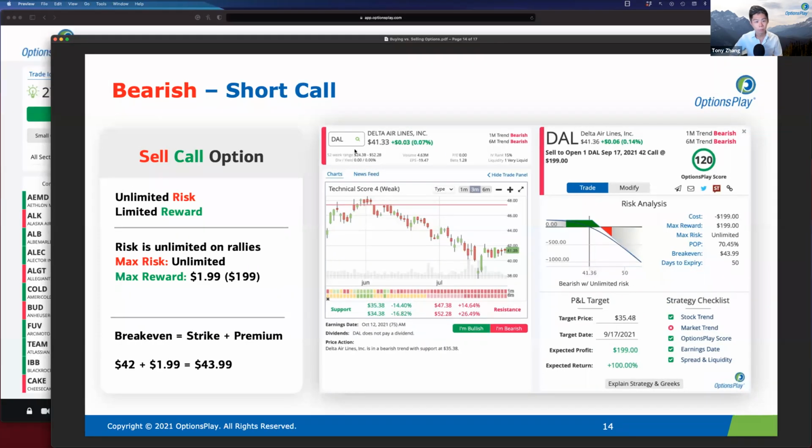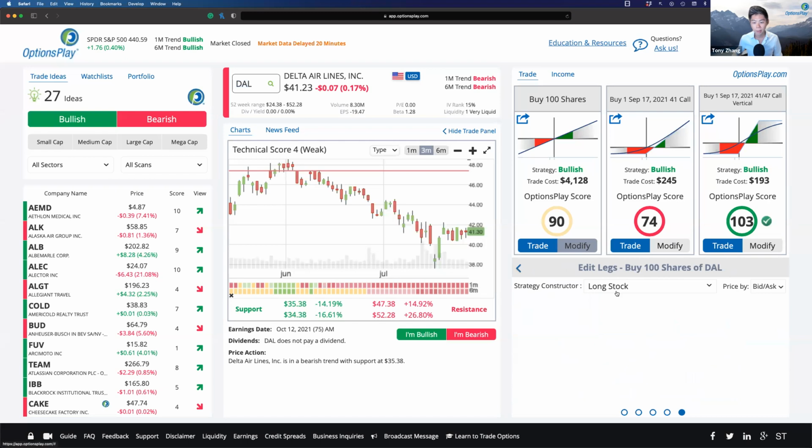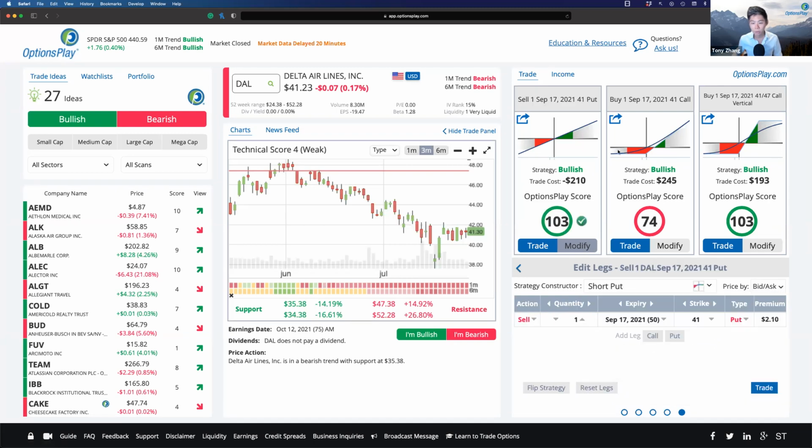But the OptionsPlay platform is designed to help do these calculations for you so that you can easily use the OptionsPlay platform and compare two strategies side by side. You can use our strategy constructor. You can select bullish strategies, and you can put the two strategies side by side and look at buying a call versus selling a put.